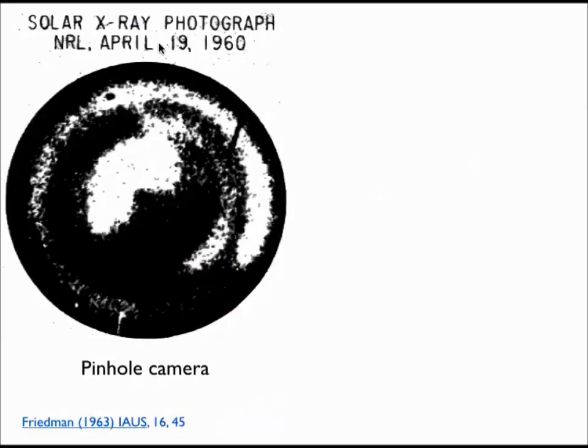And what they were after is that since we had good belief that the corona was very, very hot, it should emit in X-rays. So the target here was to observe X-rays from the sun, and this is actually the very first X-ray image of the solar corona. That's April 1960, and the camera is a pinhole camera, which means that it's just a hole in the hull of the rocket. The rocket kind of points to the sun, although it was a bit rotating, that's why it blurred.